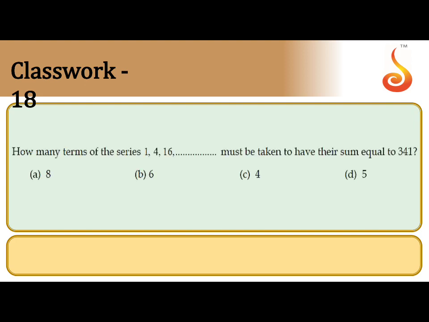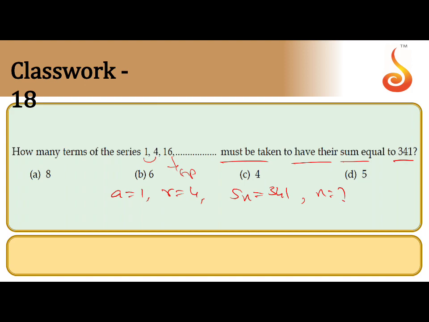Now, how many terms of the series must be taken to have their sum equal to 341? The series is 1, 4, 16. The first term A is 1, the second term is 4, and then 4 squared, so it's clearly a GP. In the GP, A equals 1 and R equals 4, and Sn is given as 341. So our job is to find how many terms there are.